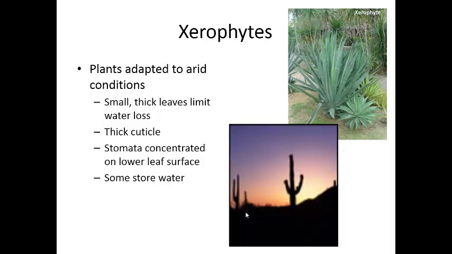Xerophytes also have a thick cuticle. The cuticle is a waxy substance that covers the leaf, and it prevents transpiration. The thicker the cuticle, the more water is held in the plant. These xerophytes have all their stomata concentrated on the lower leaf surface where it's shadier, and some of these plants even have the ability to store water. Like we know that a cactus stores some water.